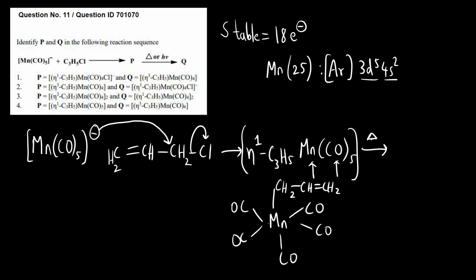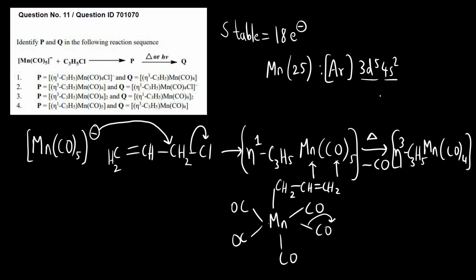When we heat, there will be loss of one CO. One CO will be lost, and the hapticity will now change. Now if you see Mn(CO)4, 4 CO means 4 into 2 is 8, 8 plus 7 is 15. So for 18 we need 3 more electrons. So this will be eta 3 C3H5.